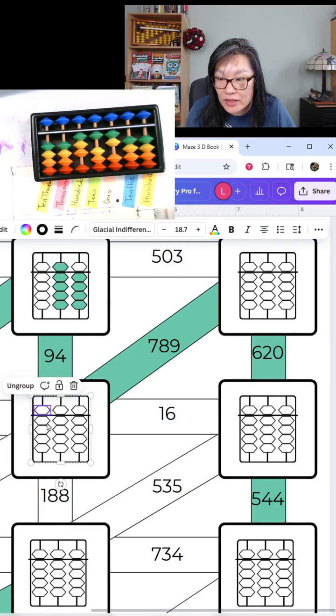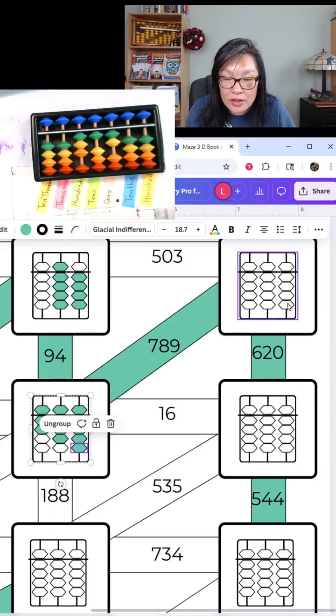700, so we're doing 700, 5, 6, 7, 8, 5, 6, 7, 8, and then 9. We have 5, 6, 7, 8, 9. So it takes me to this number, and I go here. So this would be 620. And then this number is 540.